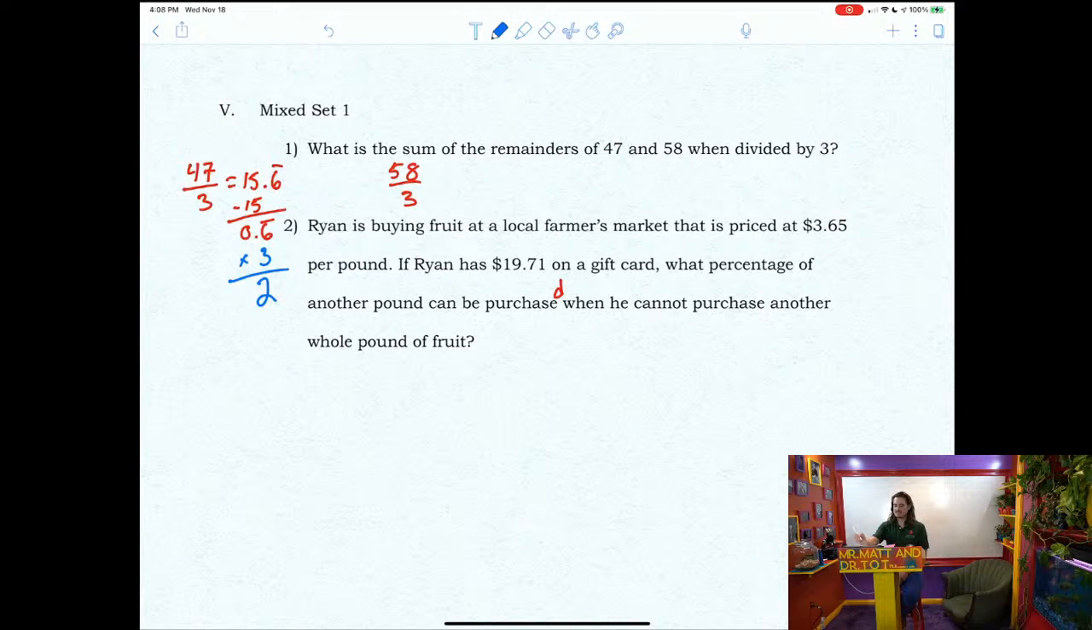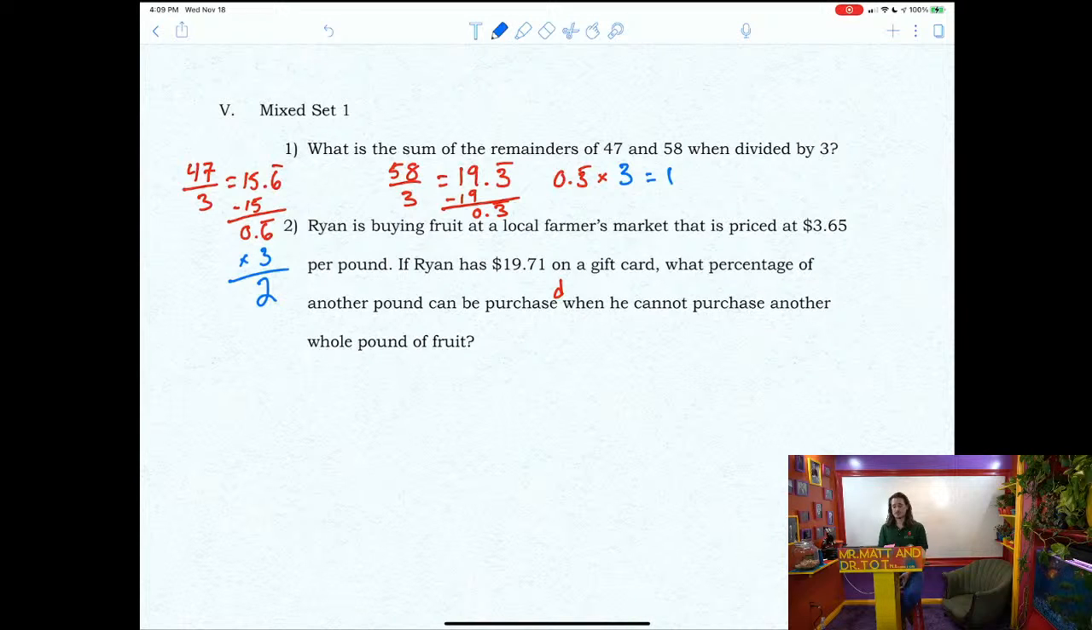So 47 has a remainder of 2 when divided by 3. For 58 divided by 3, it's going to be 19.3 bar. Again, I'm not interested in the 19, so I'm really just looking at that remainder of 0.3 bar. 0.3 bar times 3 is going to give you a remainder of 1. So 47 has a remainder of 2. See how counterintuitive that is? 47 is a smaller number than 58, but it has a larger remainder.